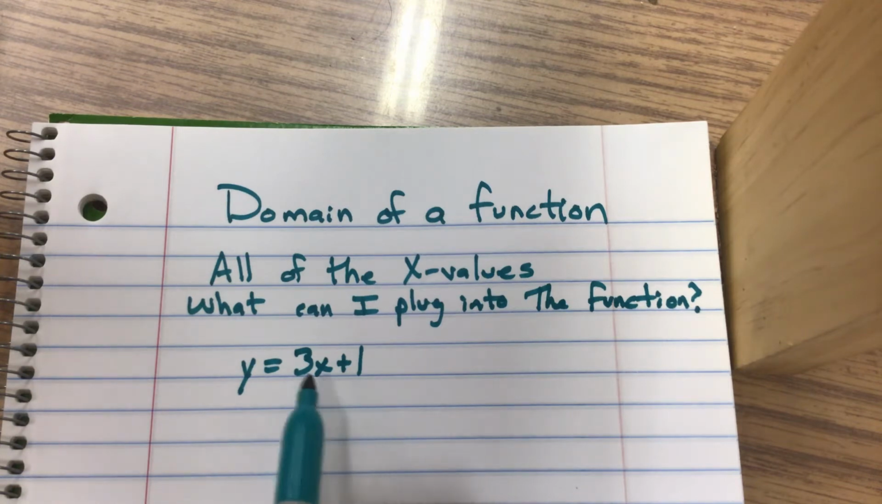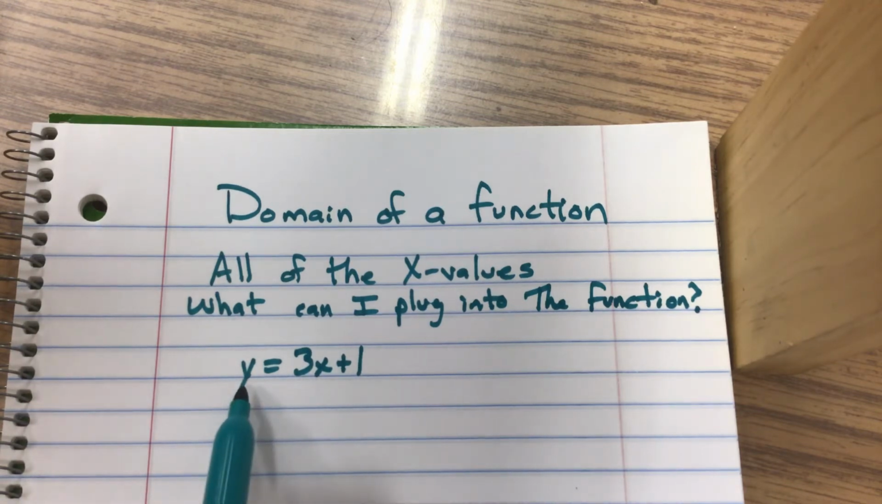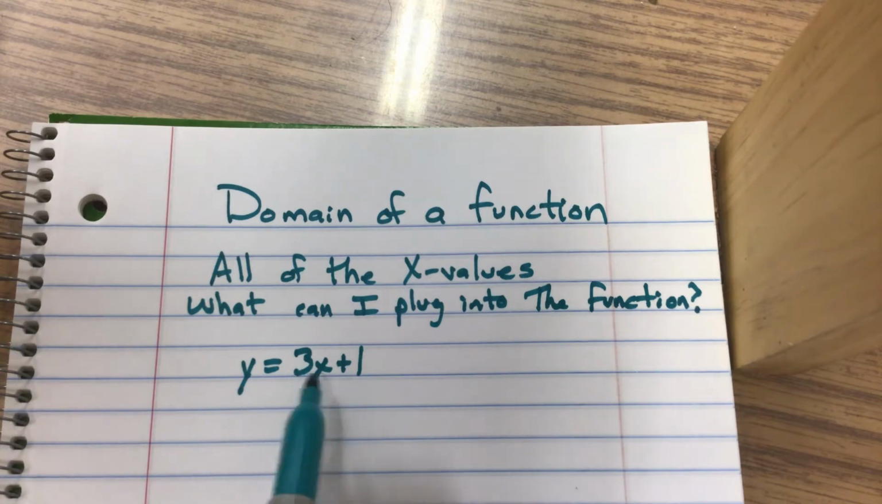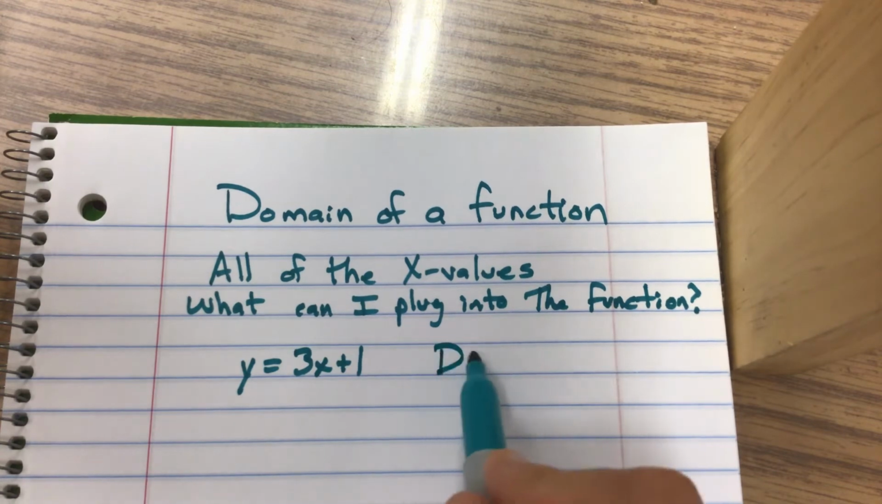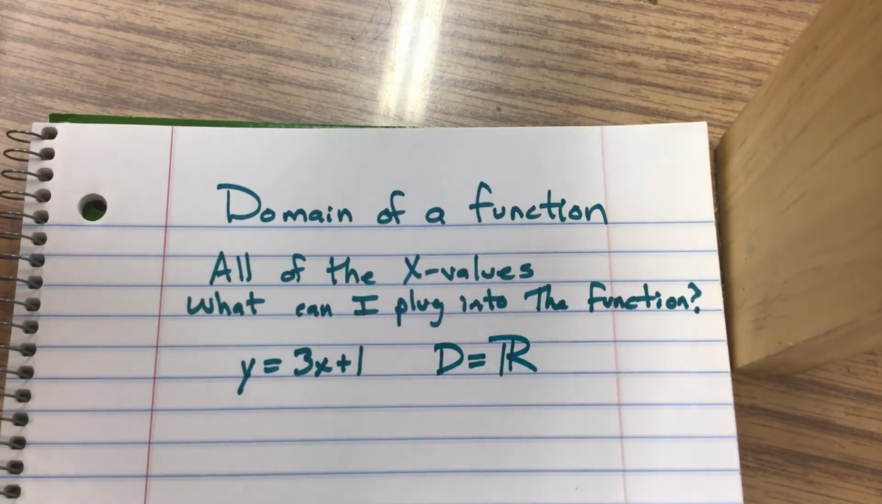You could plug a 5 in, you would get 3 times 5 is 15, plus 1 is 16. So 5 is your input, 16 is your output. When you plug in 5, you get 16. So what can you plug in here? Anything you want. You could plug in 100. 3 times 100 is 300, plus 1 is 301. So the domain of the function is all real numbers.